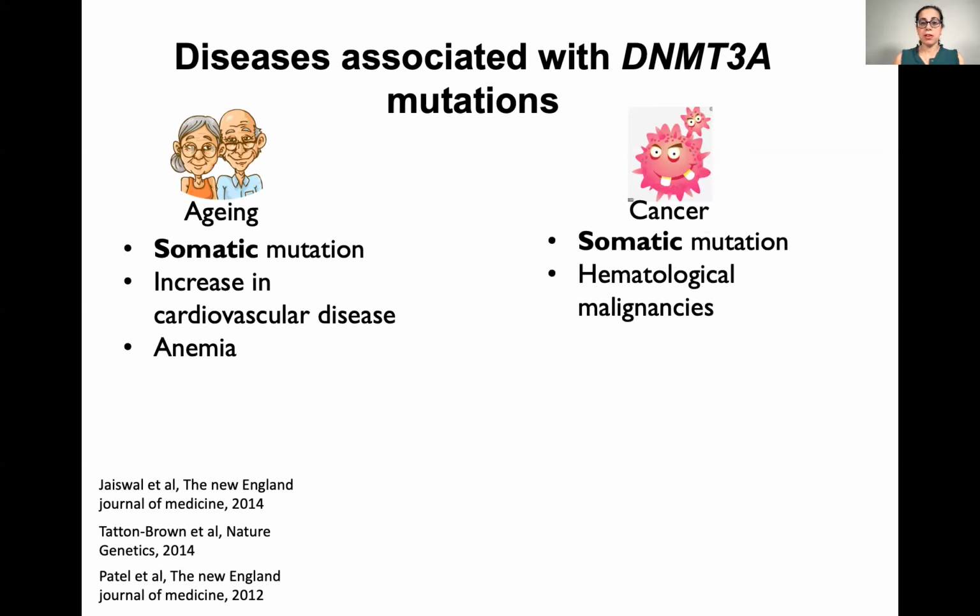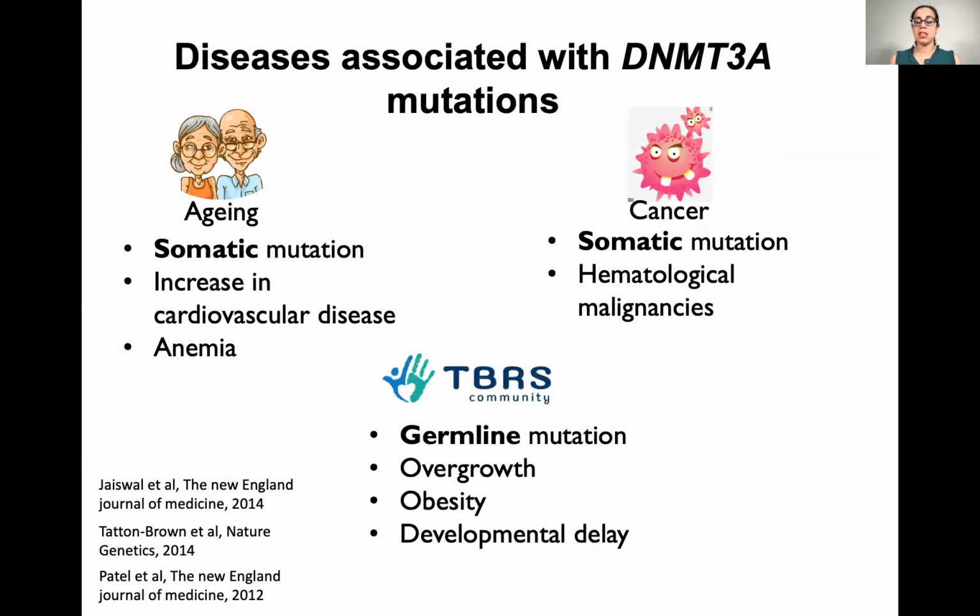So the case of TBRS is really different because in TBRS, the mutation is germline, which means that it's in all of our cells and can be passed to the children. And the symptoms of TBRS are really different from the other somatic associations with DNMT3A, which is mainly the blood system, as it affects overgrowth, obesity, and developmental delay.